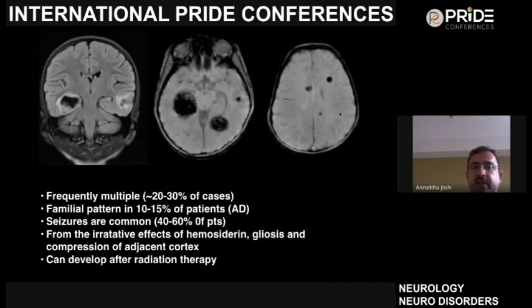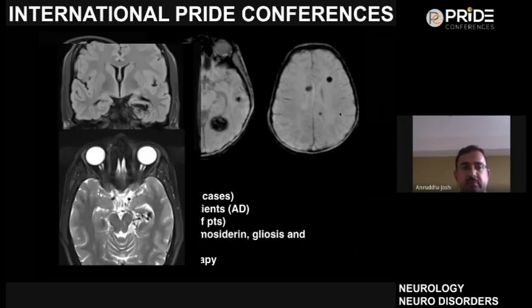So these are frequently multiple, in 20 to 30% of the cases. These are familial pattern in 10 to 15% of the patients. The seizures are common in 40 to 60% of patients. It is said that from the irritative effects of hemosiderin and gliosis and compression of the adjacent cortex, these seizures are seen in this case of cavernomas.